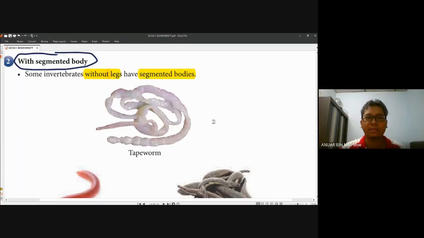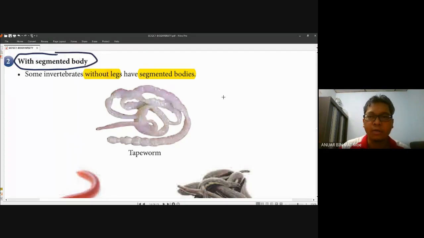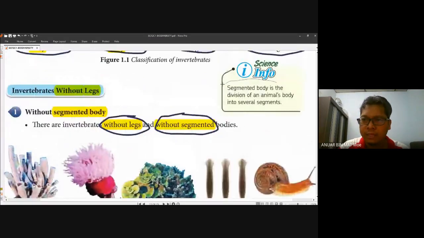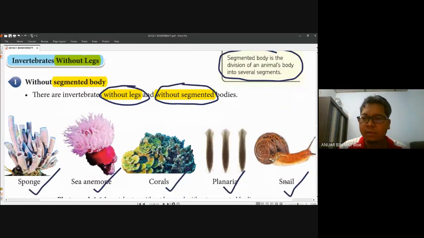So what is segmented body? Okay, as you can see here, the explanation of segmented body: segmented body is the division of animal body into several segments. Okay, this is what we mean by segmented body. If you can see here, the example of animals, snail, planaria, coral, sea anemone, and sponge, there is no segmented body. Okay, their body is not divided into segments. This is another difference between segmented and without segmented body.